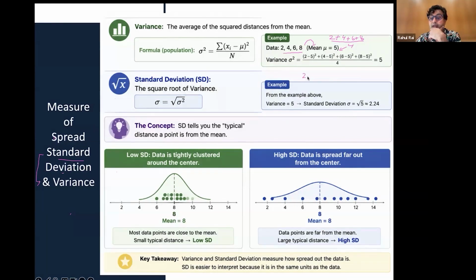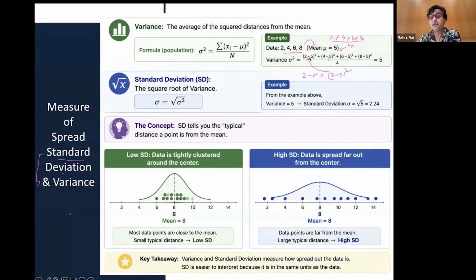So 2 minus mu is 2 minus 5. We square this term, and that becomes right here. Similarly, 4 minus 5 squared, then 6 minus 5 squared, and 8 minus 5 squared. So it's basically each individual data point subtracted from the mean, then squared, and all of them added up in the numerator here, and then divided by the number of data points, 4, which is given here.